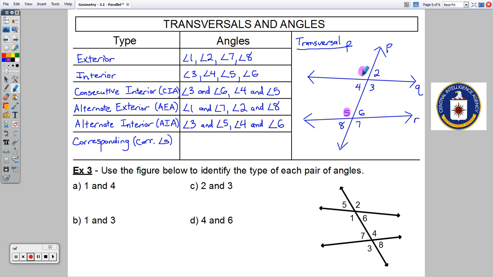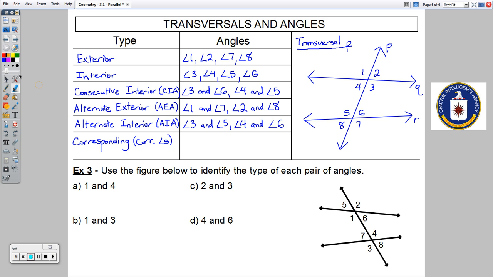These are in the upper left-hand corner, you could say, with respect to these two lines that the transversal crosses. 1 and 5 are in the same relative spot. You could also say 2 and 6 are in the same relative spot. You could say 4 and 8, and you could say 3 and 7. So these are corresponding angles. They're in the same relative spot with respect to the transversal and the two intersecting lines. So we got 4 pairs for that one.